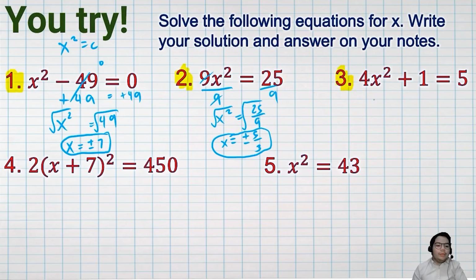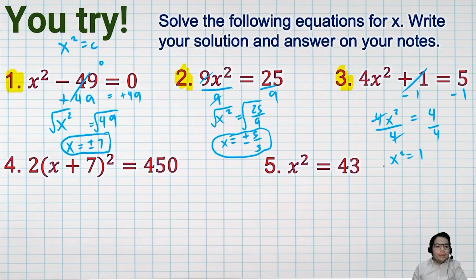So, in this case, we'll be having 4x squared plus 1 is equal to 5. So first, we can get rid of this 1 and then pwede natin tanggalin na si 4 on the 1 beside x squared. So we subtract 1 for both sides, giving us 4x squared is equal to 5 minus 1 is equal to 4. Then we divide both sides by 4 to get rid of 4. Therefore, x squared is equal to 1.